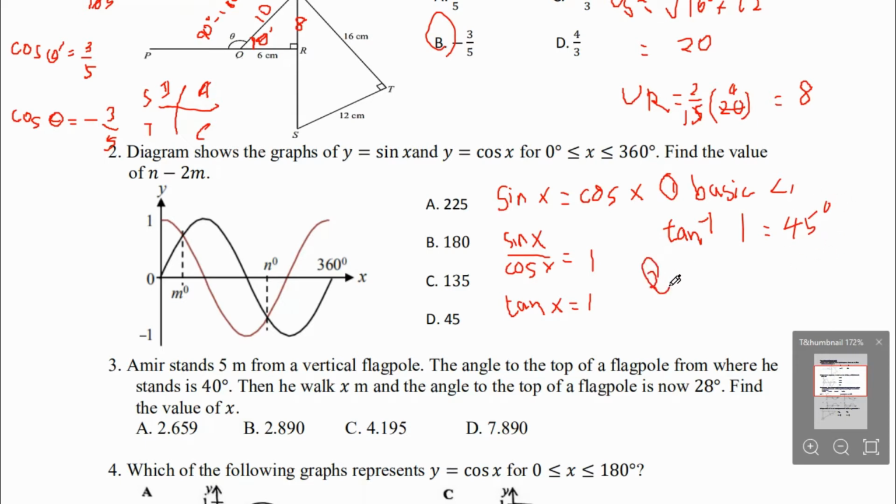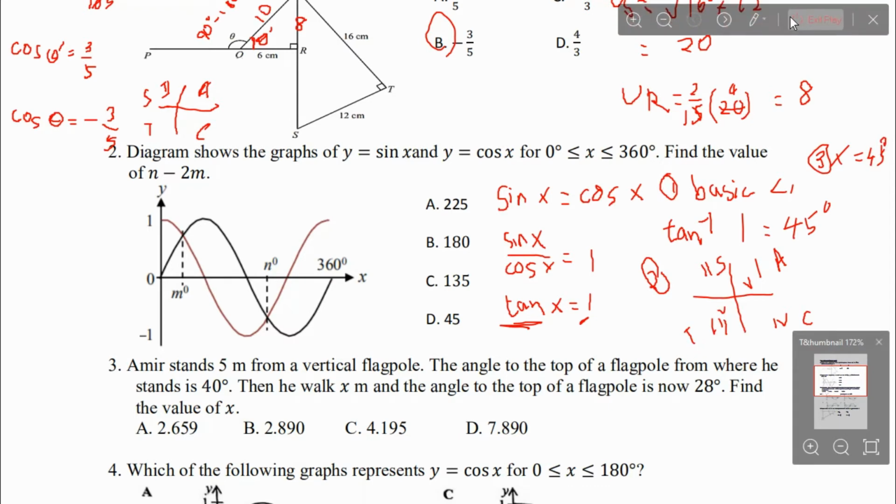Okay, second we have to determine which quadrant this x is in. So we have quadrant 1, 2, 3, 4, and also add sugar to coffee. And tangent is positive because you do not have a negative sign here. So this x is located in quadrant 1 and quadrant 3, tangent positive. So third step, if x is located in quadrant 1, then it will just be 45 degree.